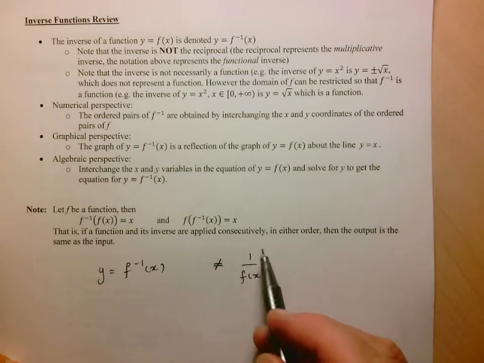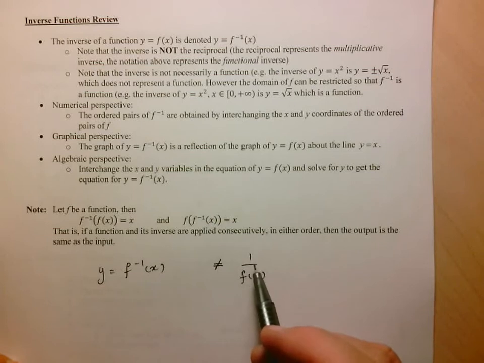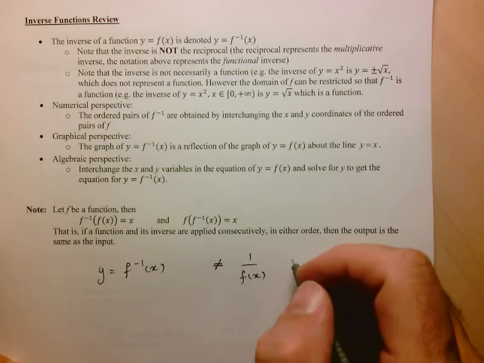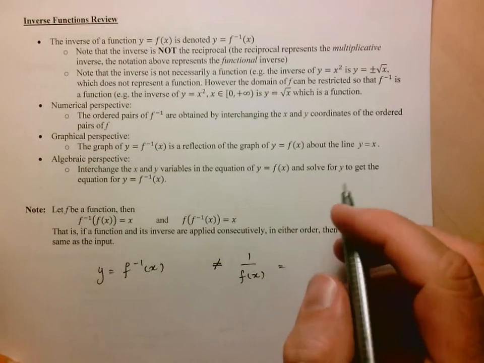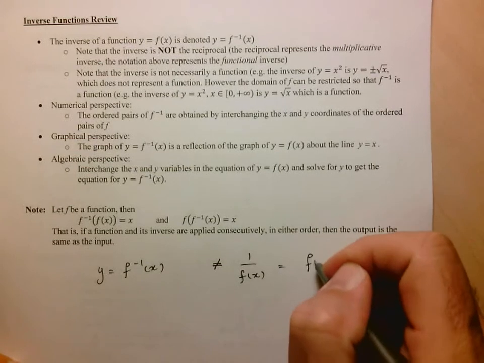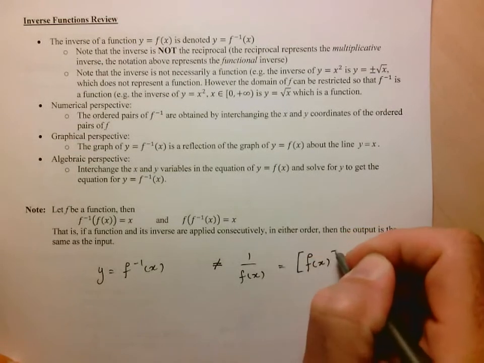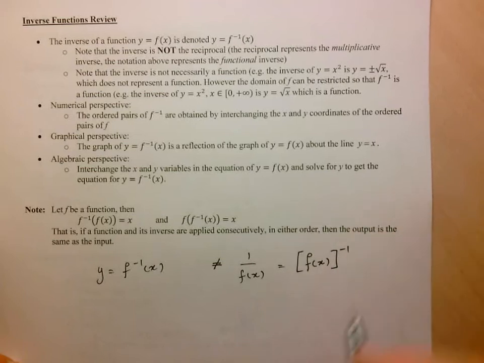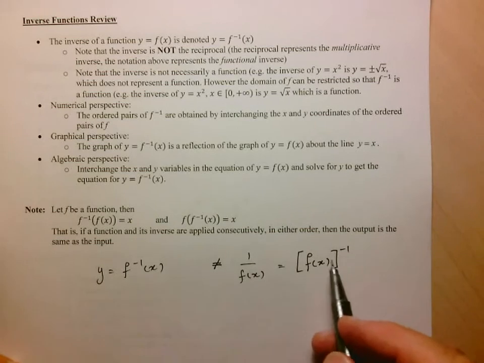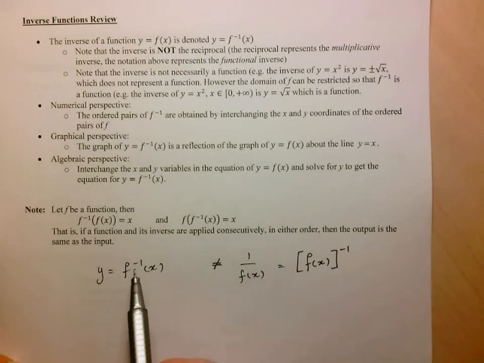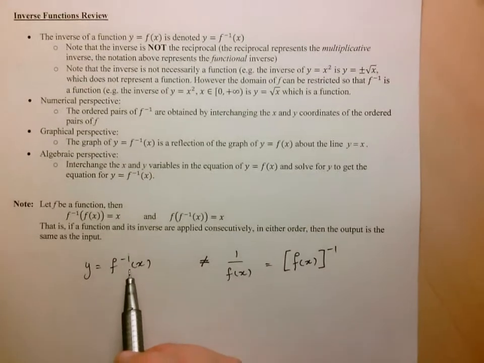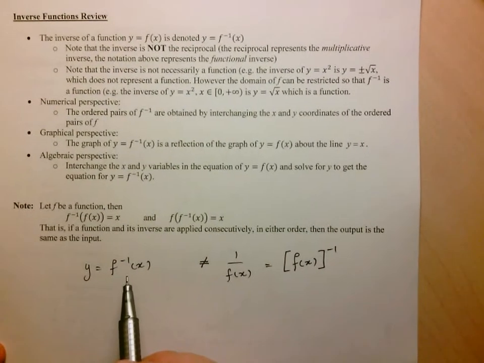This is what we call a multiplicative inverse, and that would be represented by f(x) with the (-1) on the outside of all this. That would represent the reciprocal of f(x). This is how we would denote it. But when we use this particular notation, what looks like an exponent but isn't, this represents the functional inverse.